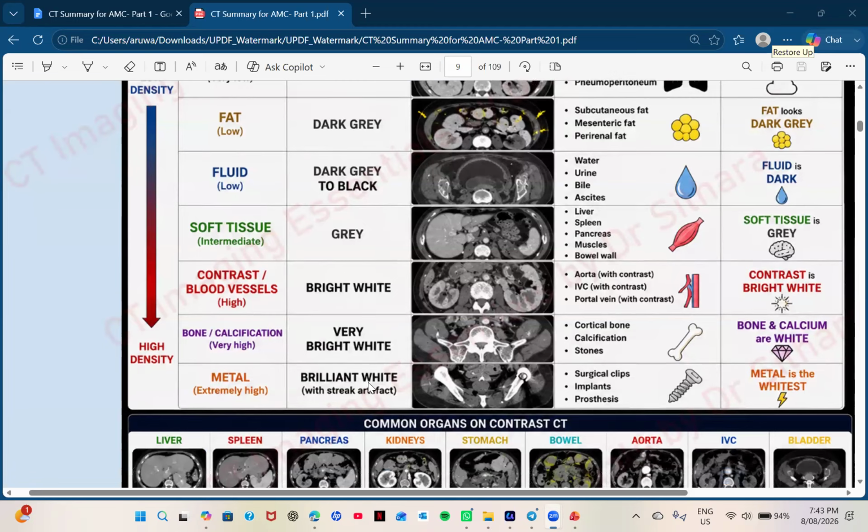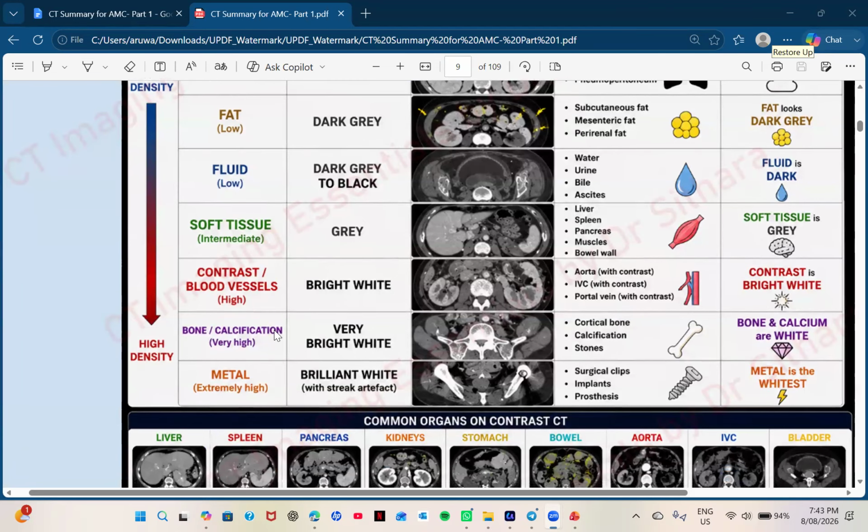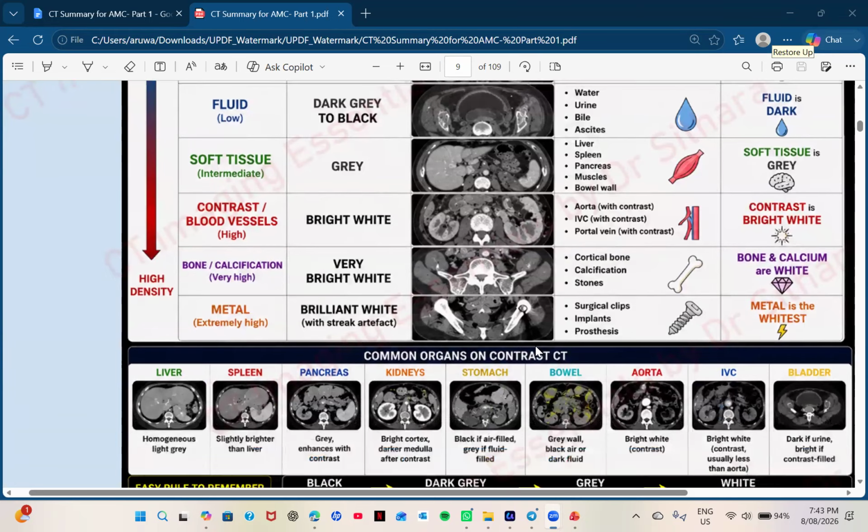If there is metal present somehow, like after nails or fractures, you can see it as brilliant white, like that. Okay, that is the general idea.